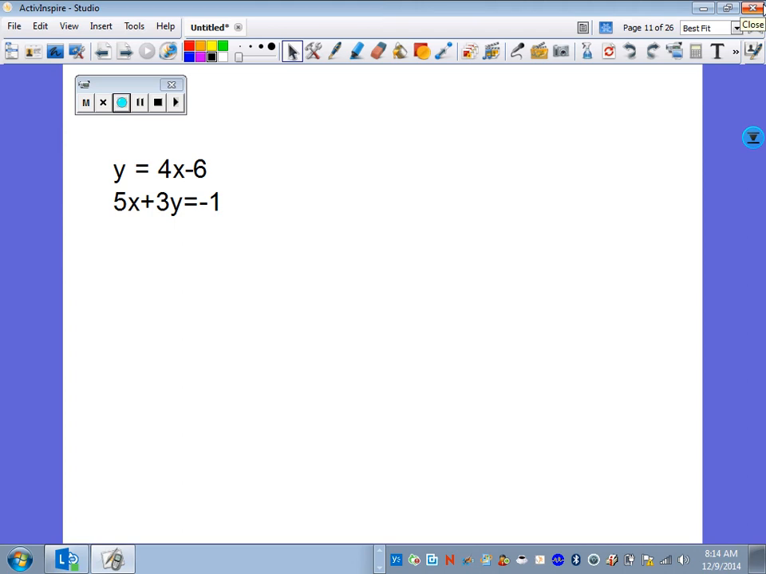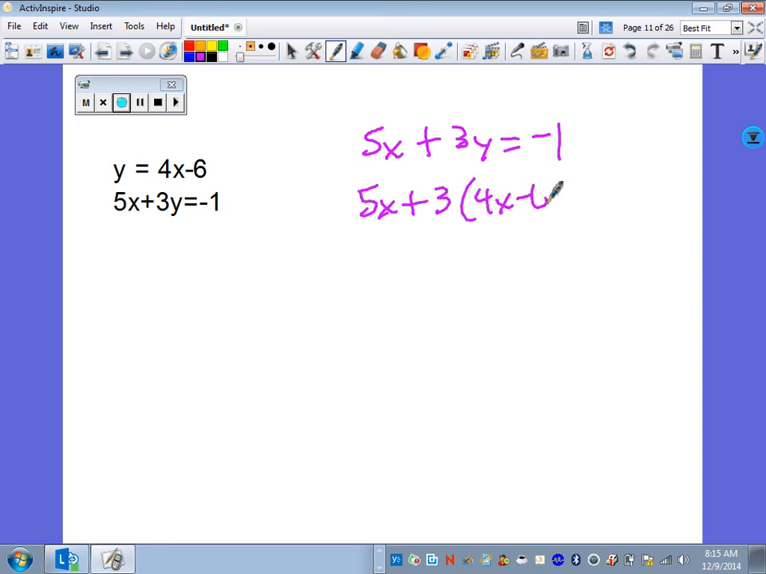So what I'm going to do is I'm going to have 5x plus 3y equals negative 1. 5x plus 3 times 4x minus 6 equals negative 1. Notice that this y has now been replaced with this quantity. Now we're going to work on this.